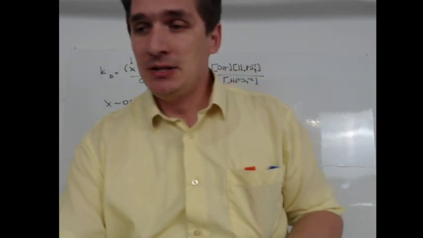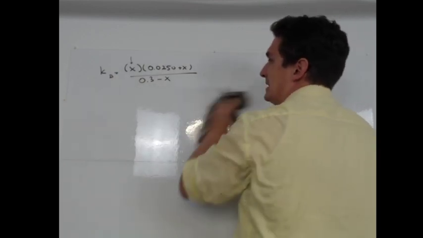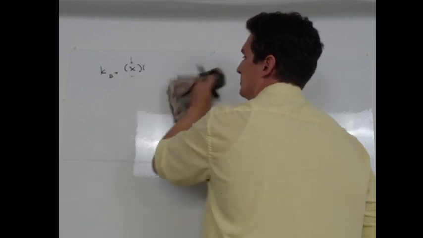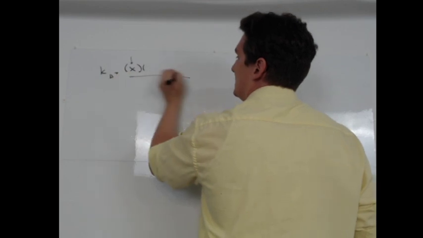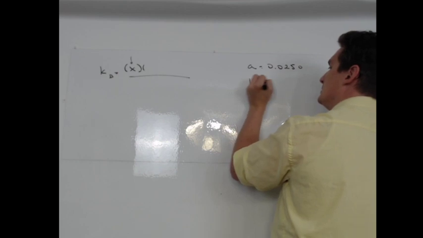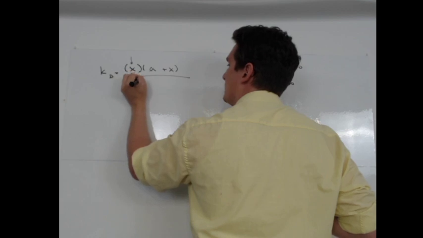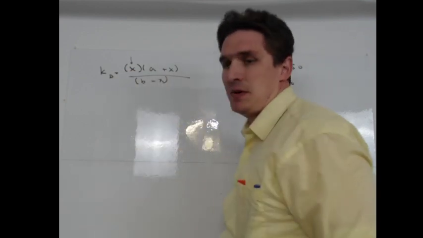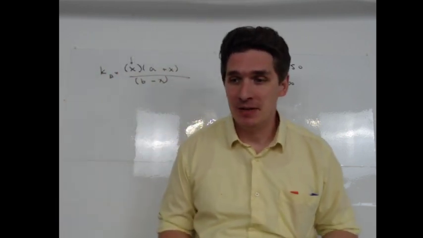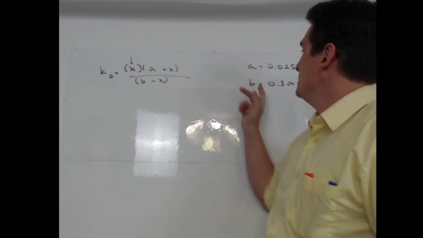In terms of how you actually solve it, I personally like to leave the numbers out. And the reason I like to leave the numbers out is that it keeps me from having to keep track of all the numbers. So if I'm going to work algebraically, I want to work purely algebraically. I don't want to have any numbers substituted in there. So let's just keep that A is 0.0250. Let's keep B as 0.3.